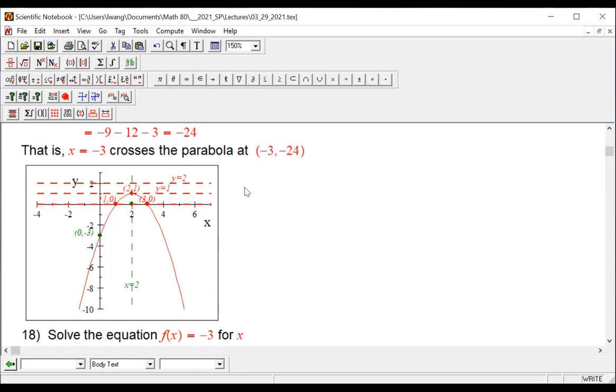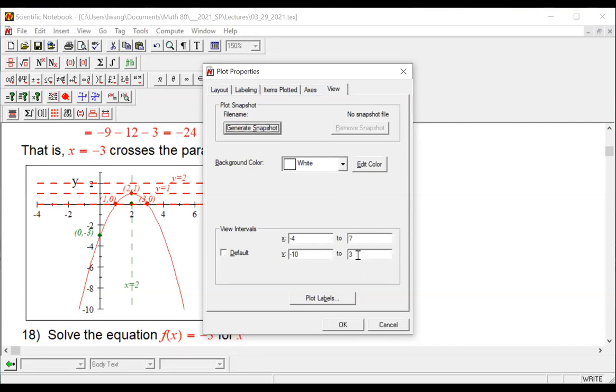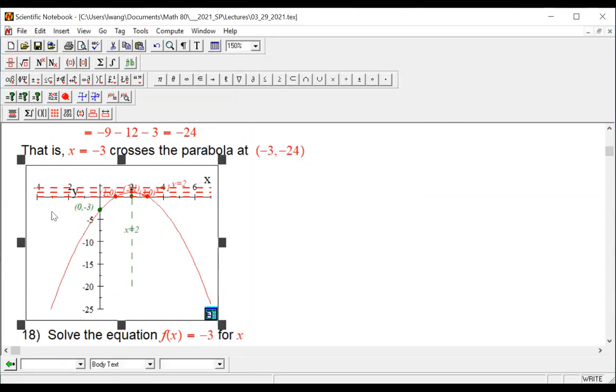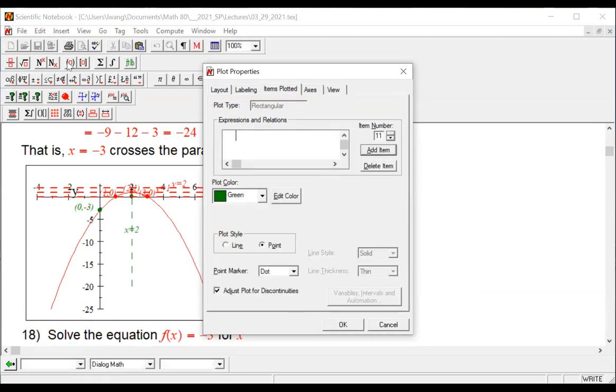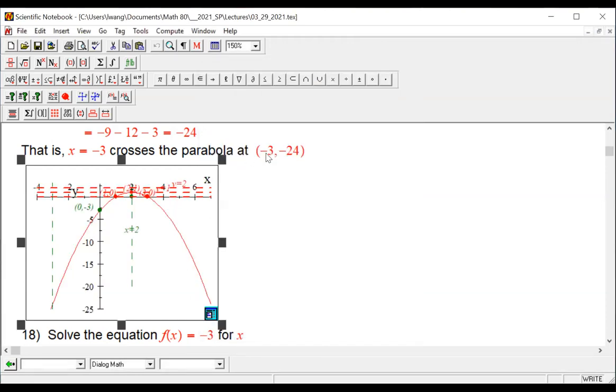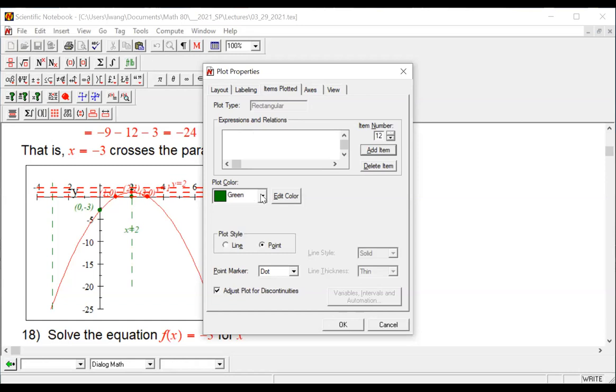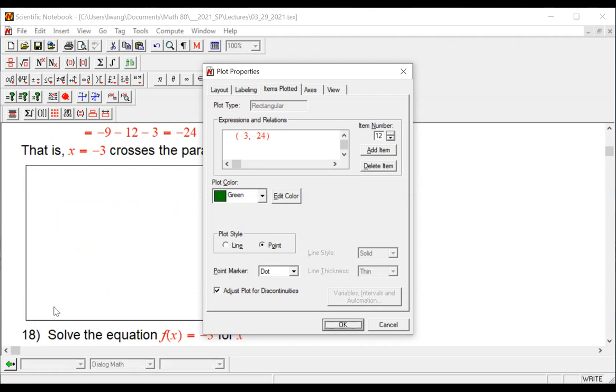So we have to make some adjustment. I need to include negative 24, so I put negative 25 on the scale and see if that will work. There. When I draw that vertical line, x equals negative 3, it crosses the curve, boom, there it is. And that point is right there. I'm gonna make it a green dot.